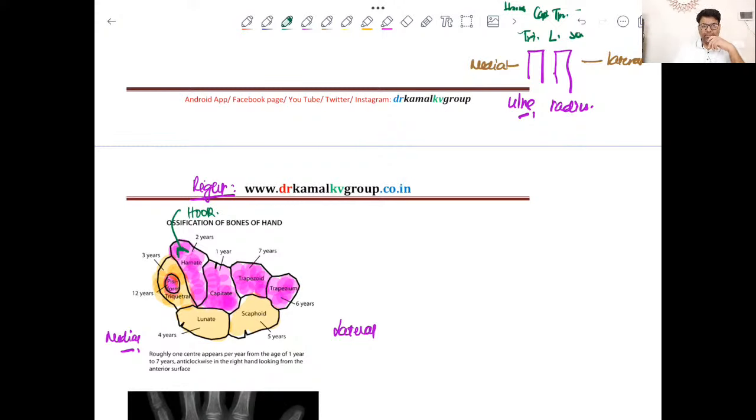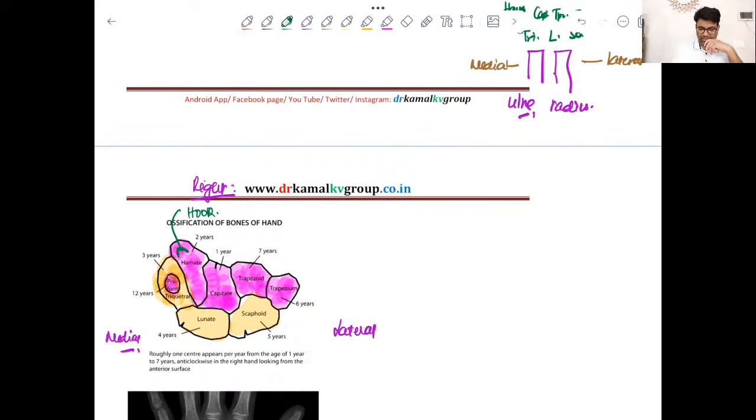Now when we have to remember the sequence, because many times they might ask you the ossification center for a particular carpal bone, you should remember the time of ossification for a particular bone as well.